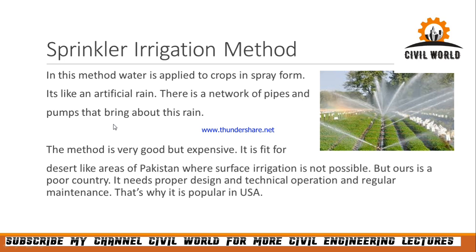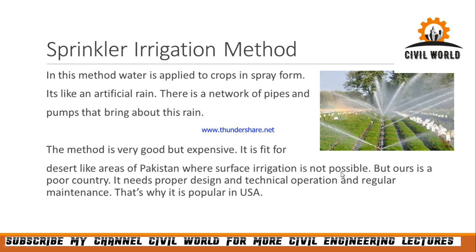There is a network of pipes and pumps that bring about this rain, and the method is very good but expensive. It's good but it is expensive. ज़ाहिरी बात है, आपने you have to provide electricity and pumps. It's fit for desert like areas of Pakistan. Yeah, where surface irrigation is not possible, where large amount of water or canals are not possible, so you can provide sprinkler irrigation.